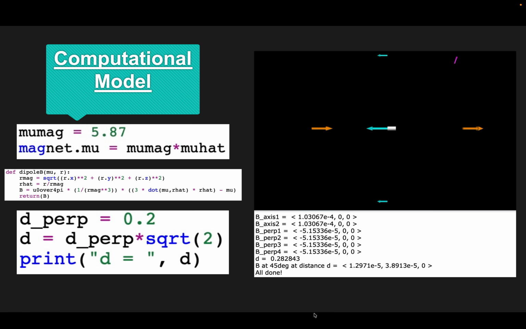Here is the computational model that was used. You can see on the left what we found was the mu mag, which is 5.87 amperes times meter squared. Those are some key functions that are very important to know for how this computational model worked. On the left, you can see the formula for magnetic field, the B equals equation, and on the right the diagram of what the magnetic field looks like at different locations.